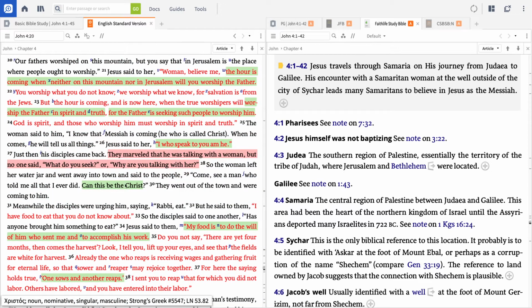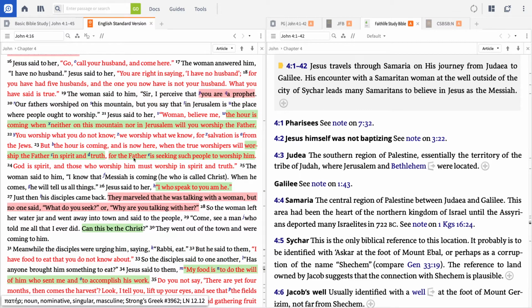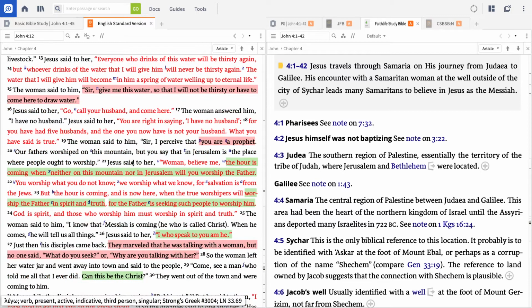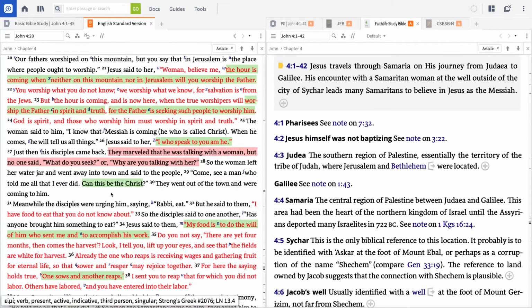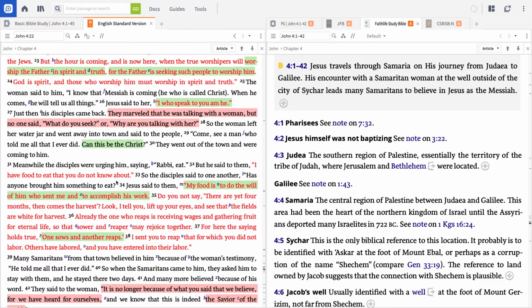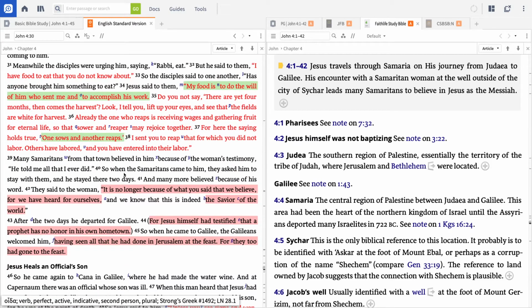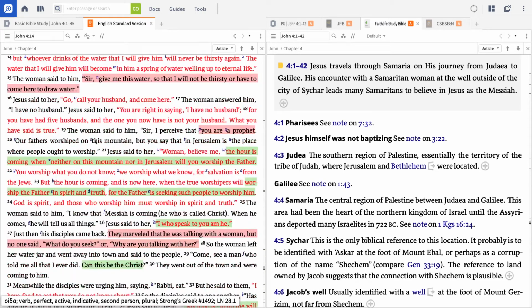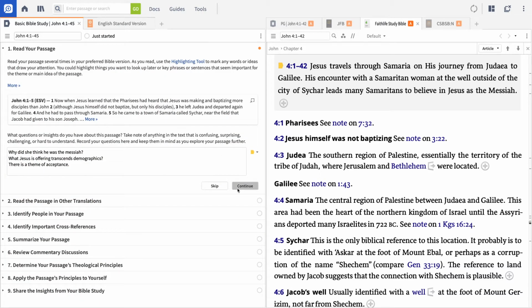Let's see, can this be the Christ? For the Father is seeking worship. I'm just trying to see if there's any challenging passages. Samaritans from the town. Let's see, it's no longer Jubilee. After 2 days, he departed for Galilee. I don't know if anything comes up. I'm sure the workflow will allow it. So I think this is the best I have for now.